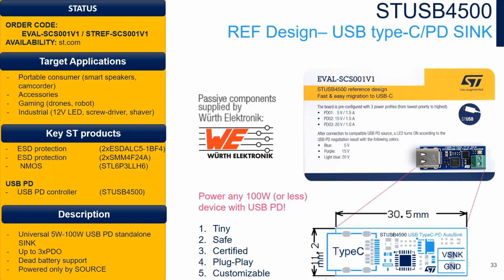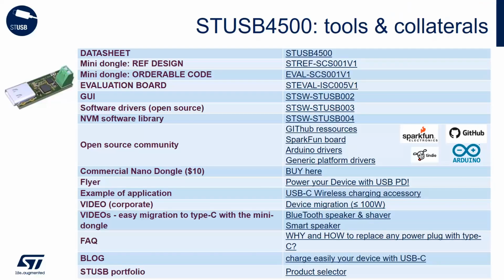A version of the small footprint dongle with the ST-USB 4500 device is also available. All USB-C connectors and passive components, of course, are coming from our partners at Wurth, and this is a key point because certification depends not only on the IC, but also on the connector. All tools and collaterals are available online, including one reference design, 2 eval board designs, our software GUI, and a couple of software libraries. As the device is convenient and easy to use, a large community of developers also offer additional boards and software developments on GitHub community, for instance, but also on Tindie, Arduino, SparkFun, and some others.